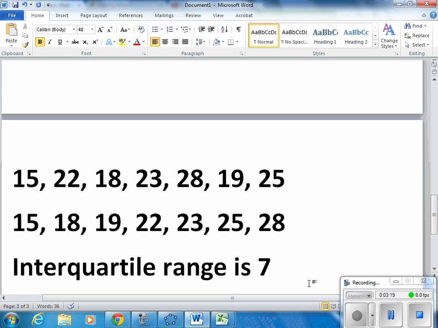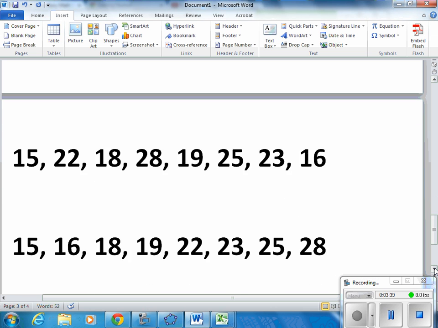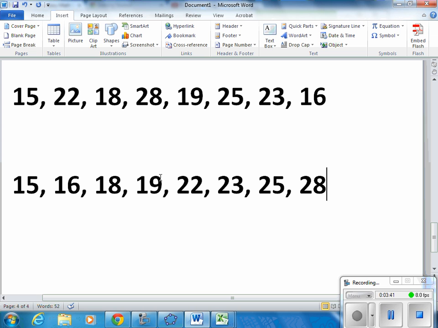But what if I have 8 numbers, for example? If I had these 8 numbers and I wanted to find the interquartile range, I'll put them in order. The middle is right here. Now I have 4 below and 4 above.